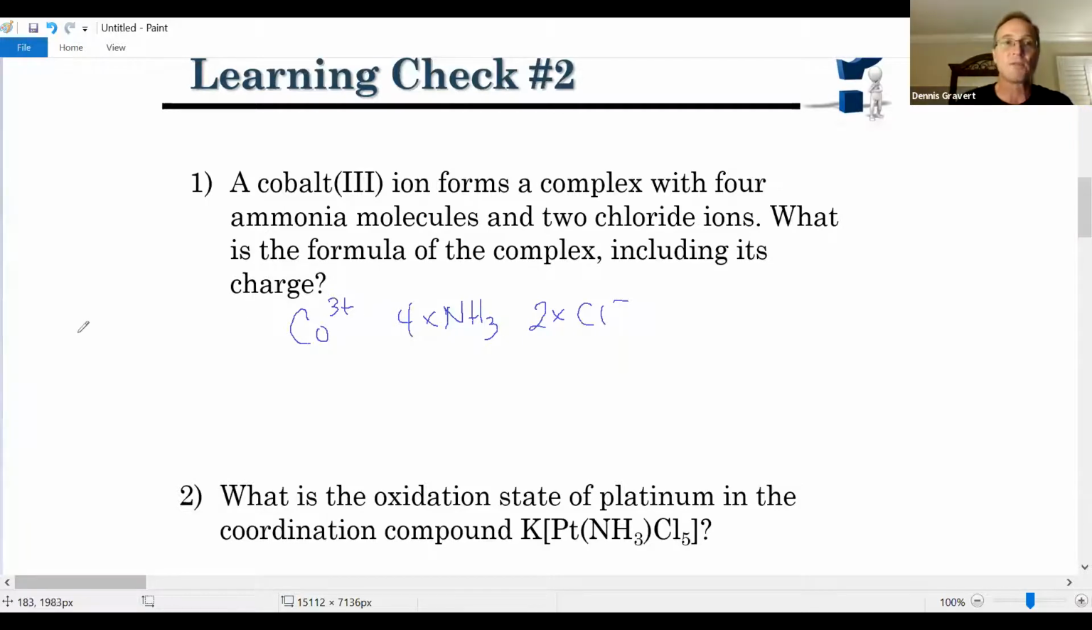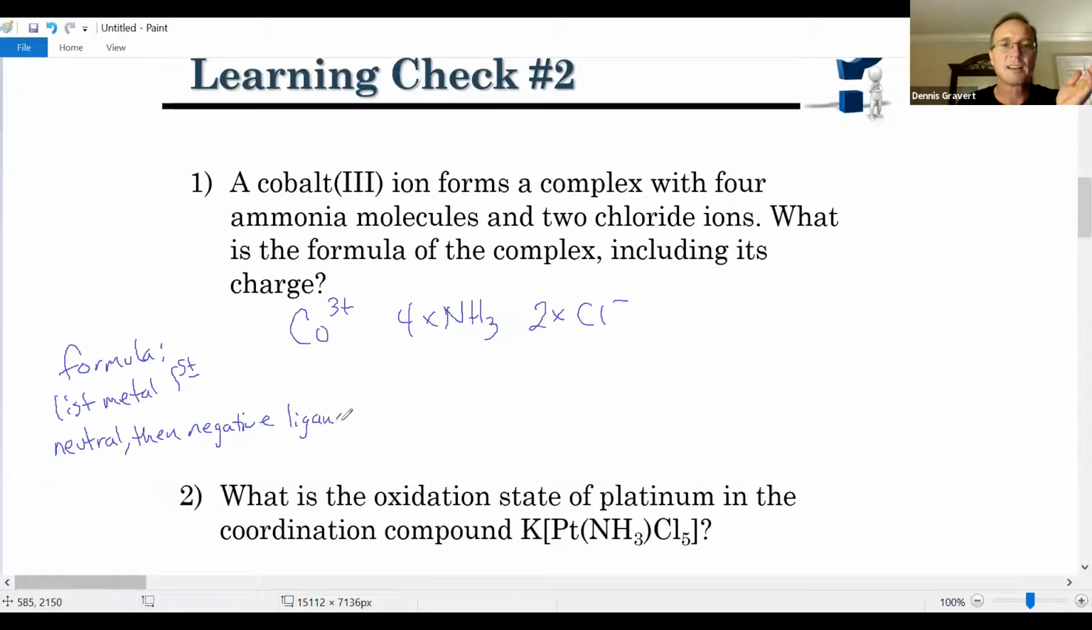Okay, so when you're writing the formula, you list the metal first. And then I'm not going to take points off, but traditionally, you list the neutral ligands next, then the negative ligands. And you're not going to see any, but there are some positive ligands. They would go last. But you're not going to see any in this class, I don't think. I don't intend to.